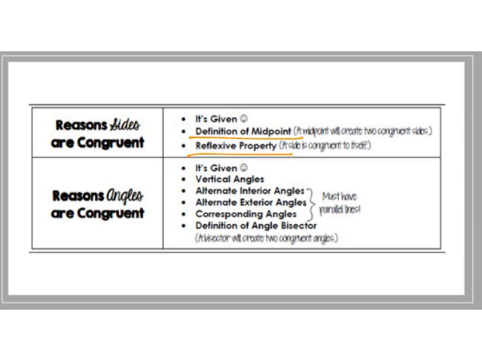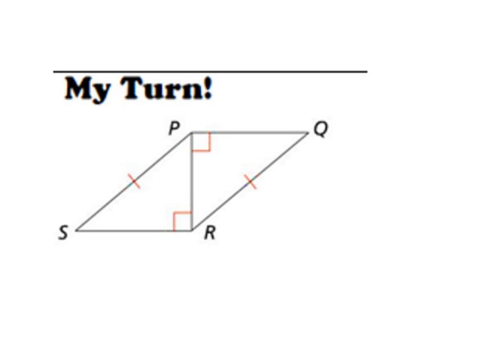Vertical angles we talked about, remember those are always congruent. Alternate interior, alternate exterior, and corresponding angles. This is the most important part here: these three must have parallel lines in order to be formed. Okay, and then a definition of an angle bisector, we went over that as well. Basically, a bisector will create two congruent angles. It cuts an angle in half, or in two equal parts.